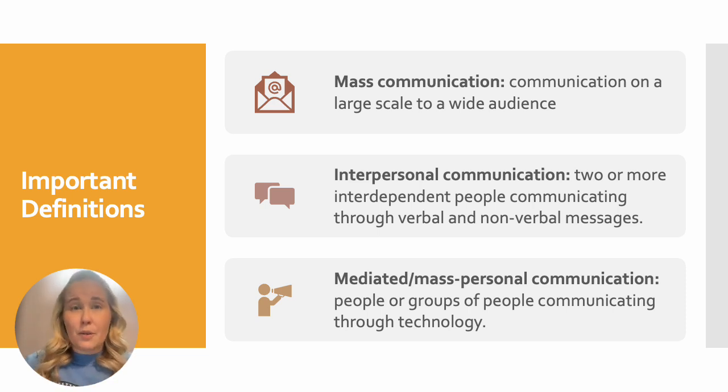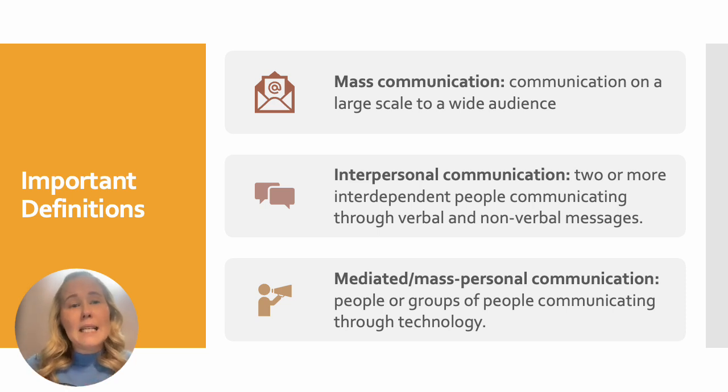Then we have interpersonal communication. These are two or more interdependent people who communicate with one another through verbal and nonverbal messaging. It's important to note that when we talk about interpersonal communication, more often than not, we think of face-to-face communication. That's probably the primary example, but there are other modes where interpersonal communication can happen. This includes the telephone. This includes any sort of audio conferencing software where we're still able to pick up those verbal and nonverbal messages.